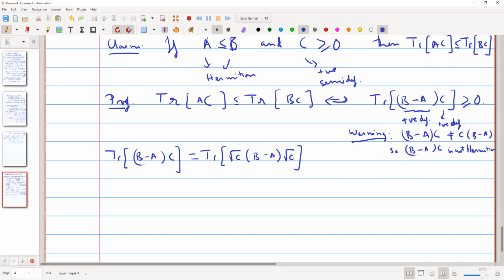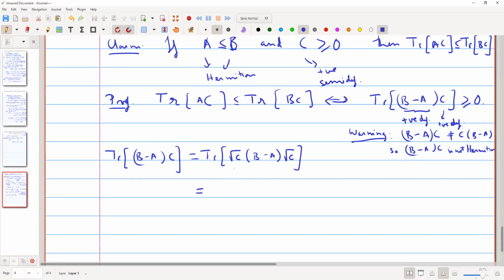So in the expression, C I could have written as square root C times square root C, the matrix square root C times the matrix square root C. Then I applied cyclicity of trace and moved one square root C to the left. So is this clear? The first step? Ready? Yeah.